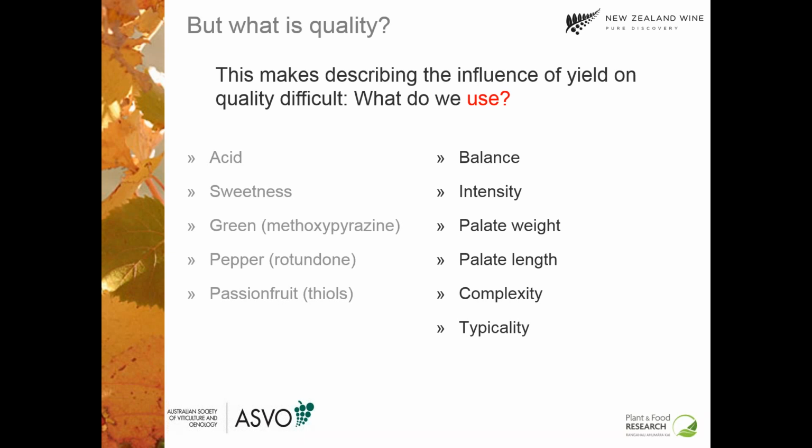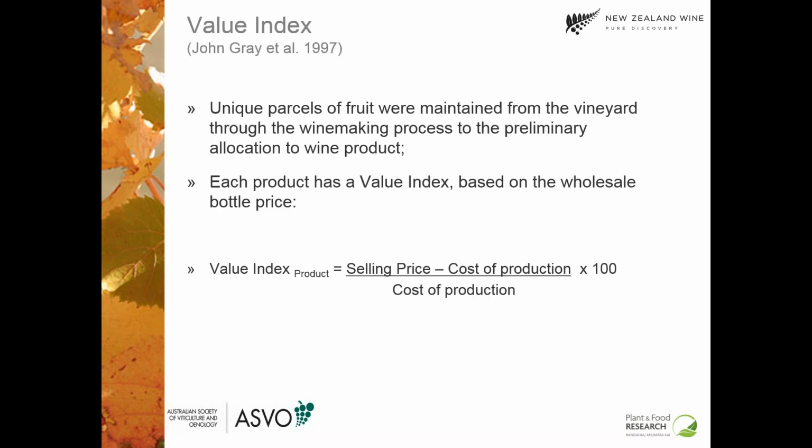One person that did try to quantify the value of the fruit was John Gray in his PhD thesis and paper that he published with Brian Coombe in 1997. And I really appreciate John allowing me to use this information. What he did is he took unique parcels of fruit from the vineyard through the winemaking process, and each project was given a value index based on the wholesale bottle price. So the value index equals the selling price minus the cost of production, divided by the cost of production, times 100.